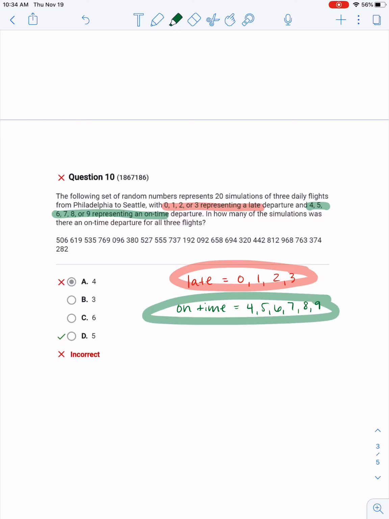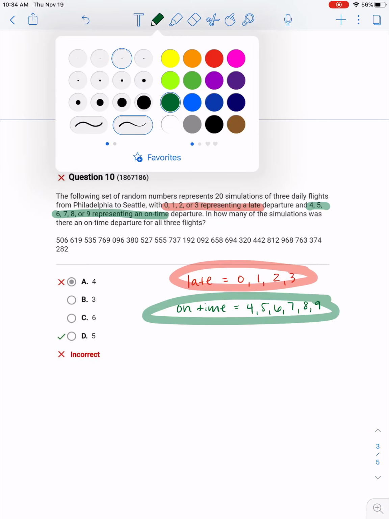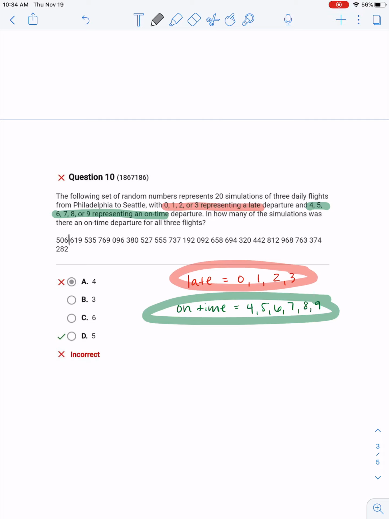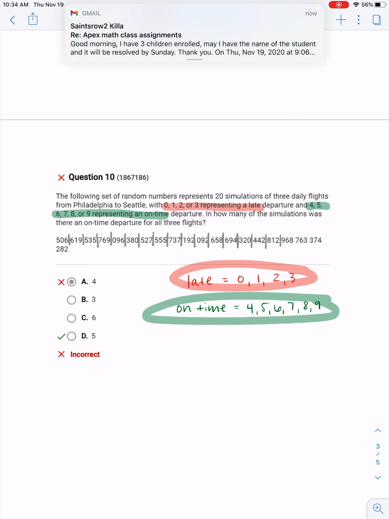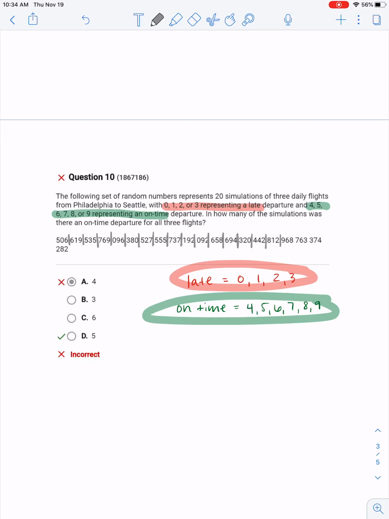How many of the simulations was there an on-time departure for all 3 flights? So what we're looking for is a set of 3 numbers. Maybe I'll do it this way. I'm going to separate right here with a line, after 3 numbers. So it's in groups of 3, but they're very tight together. So you're looking at 3 numbers at a time because it's 3 flights from Philadelphia to Seattle. Okay.